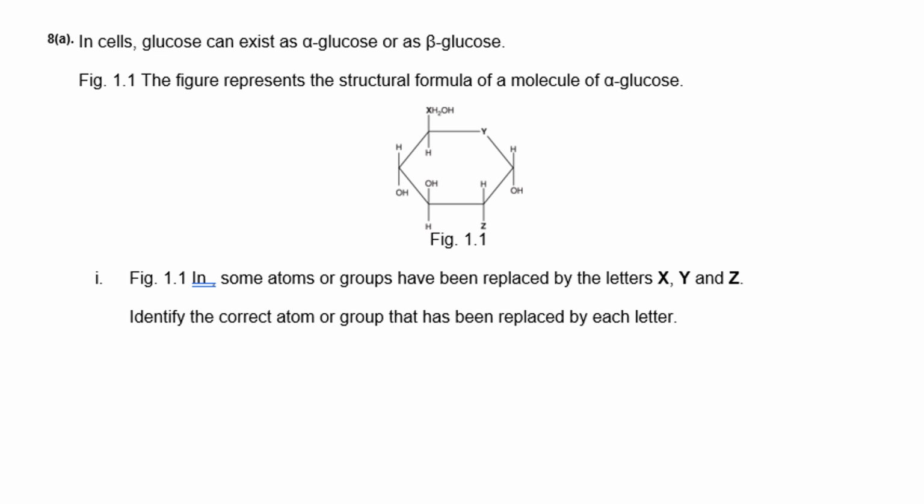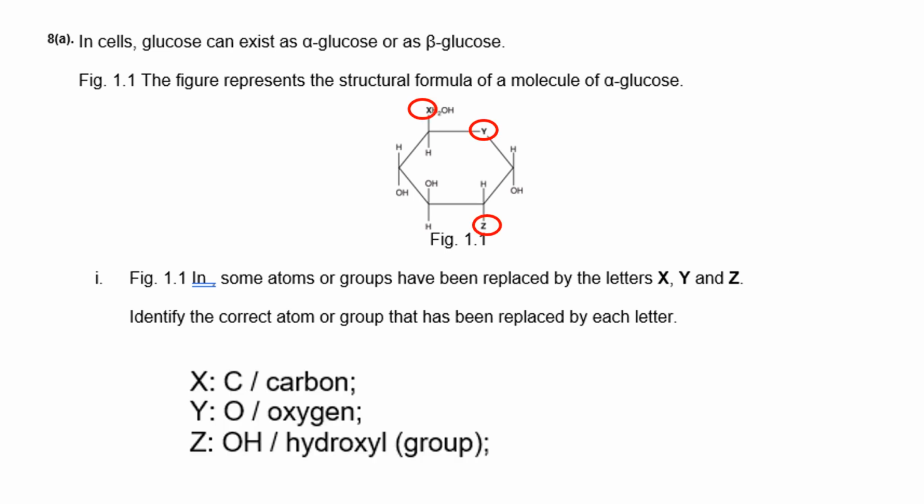The statement here is that here is a standard molecule of glucose, and it tells you it's beta glucose. The first part of the question is, can you label X, Y, and Z? X is carbon, Y is oxygen, and Z, because we've got the hydrogen above, will be OH. And you didn't have to name the molecules, you just had to put the chemical symbols.